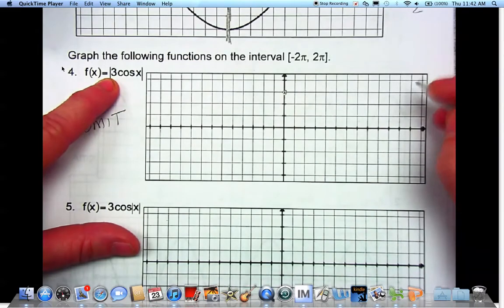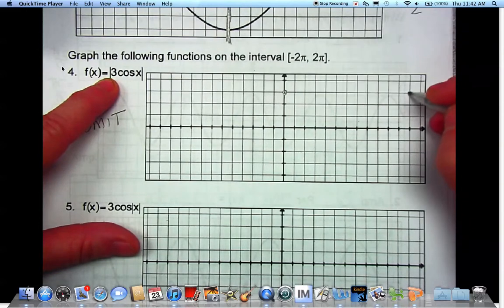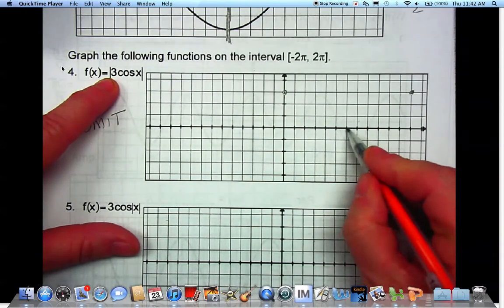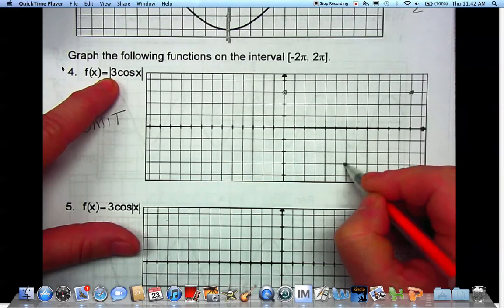So is it 2 pi right here? Yeah, that line ends here, and then it goes down in the middle at negative 3.